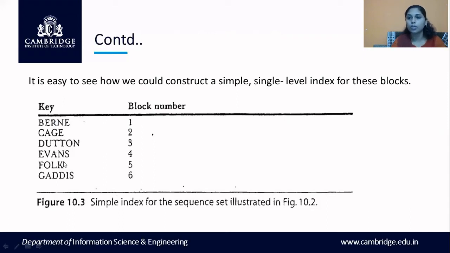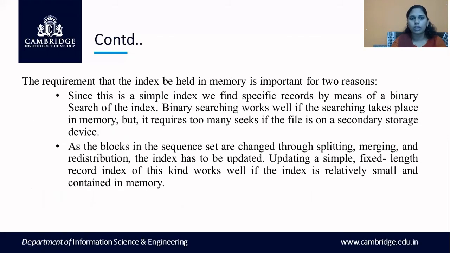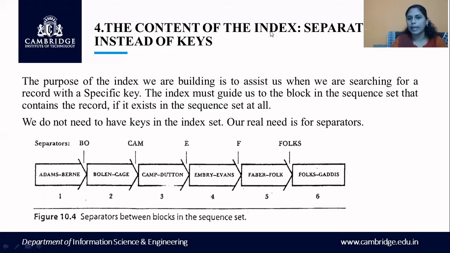So the size will be too large. Now we need to reduce the size of the index set. So for that, content of the index: separator instead of keys. We are not going to have keys. We are not going to have names in the index. We are going to have the separator. Now, how do you find out the separator?